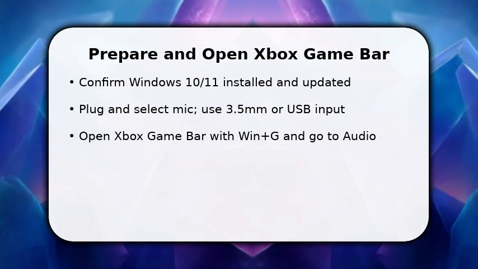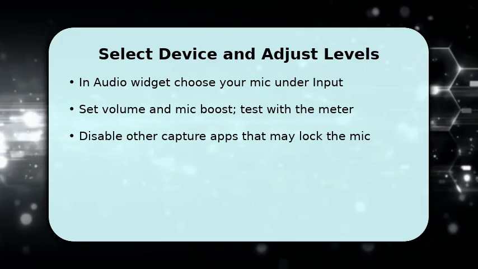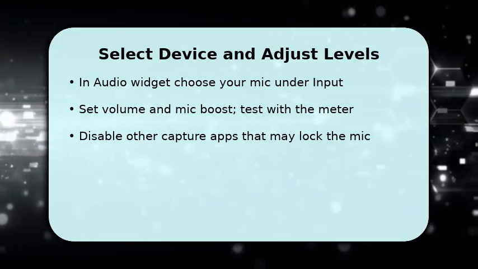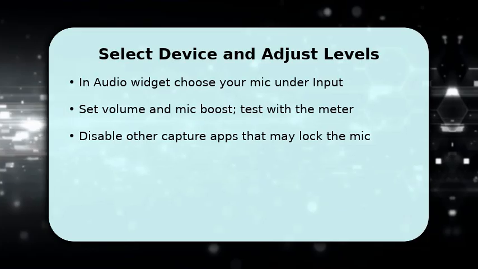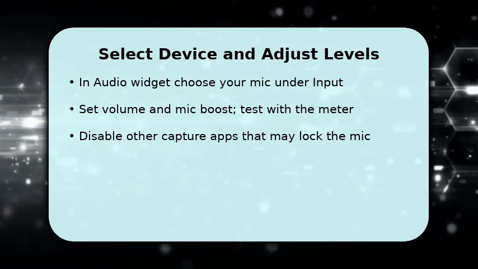Now you focus on selecting and configuring the mic inside Xbox Game Bar. You choose your mic from the input drop-down, then adjust volume and any available mic boost so the meters peak without clipping. As you tweak, test by speaking and watch levels move.